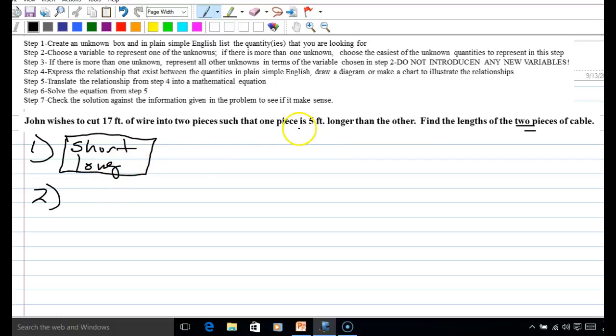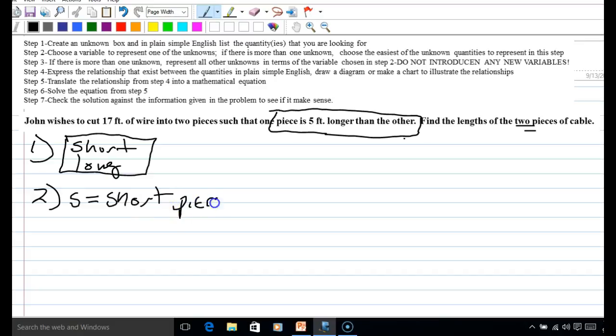So if you look at this, it says one piece is 5 feet longer than the other. So something funky is going on with the length of the longer piece. So that means that the length of the shorter piece is easiest to represent. So I'm going to choose S to represent the length of the short piece of cable. And again, get away from using X and Y. X and Y are overrated.